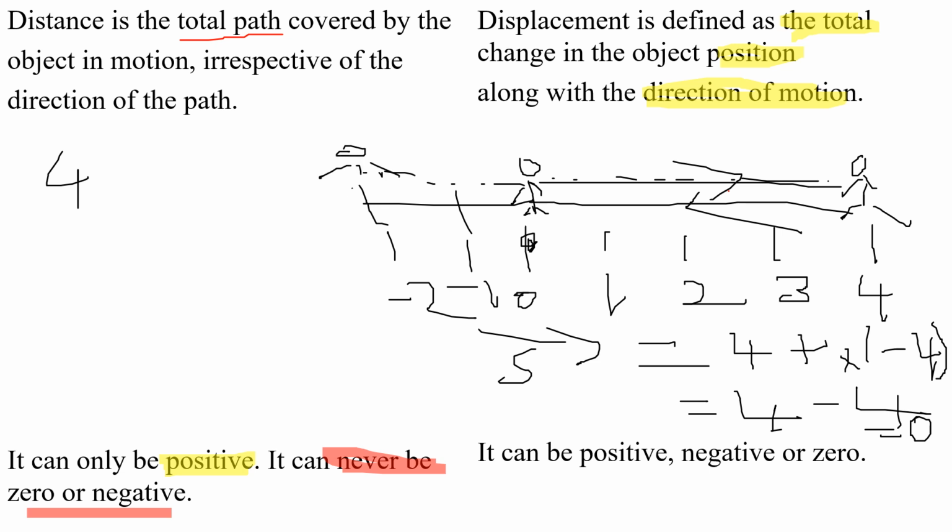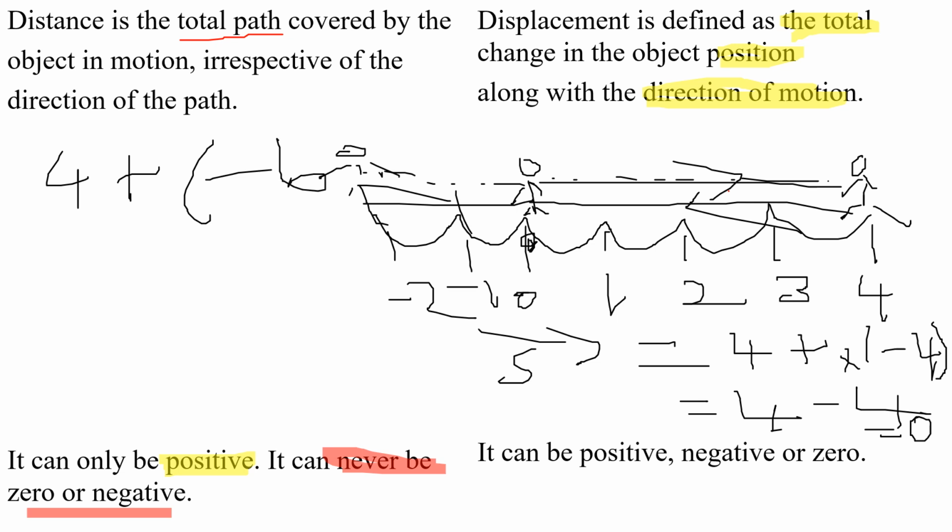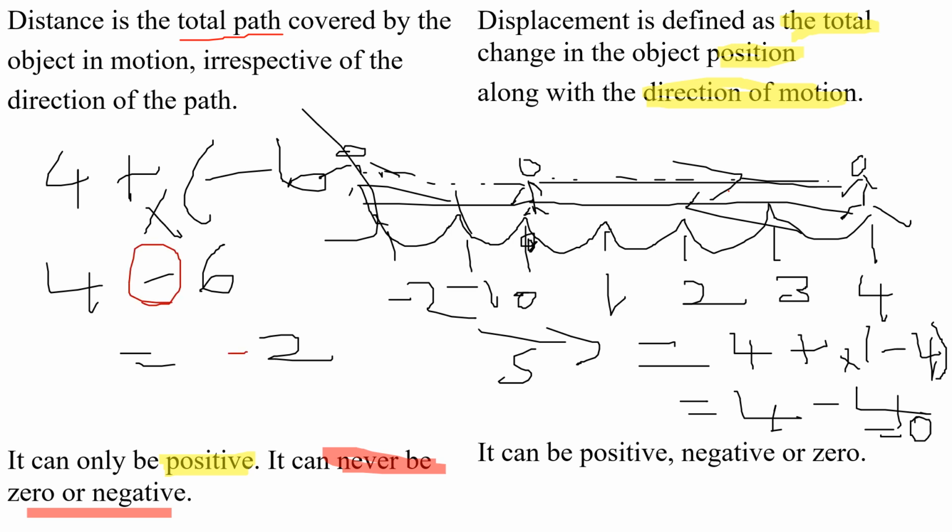At this point, how many steps does it move? 1, 2, 3, 4, 5, 6. It moves 6 steps in the opposite direction. So 4 plus minus 6, that is 4 plus time minus is minus 4 minus 6. When we subtract, we see the bigger number minus the smaller number. 6 minus 4 is 2. The sign of the bigger number here is minus, so minus 2. So displacement, we say minus 2.